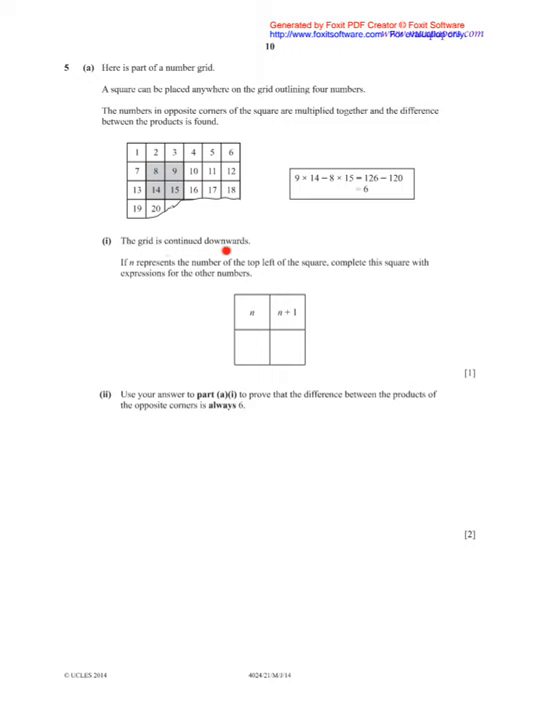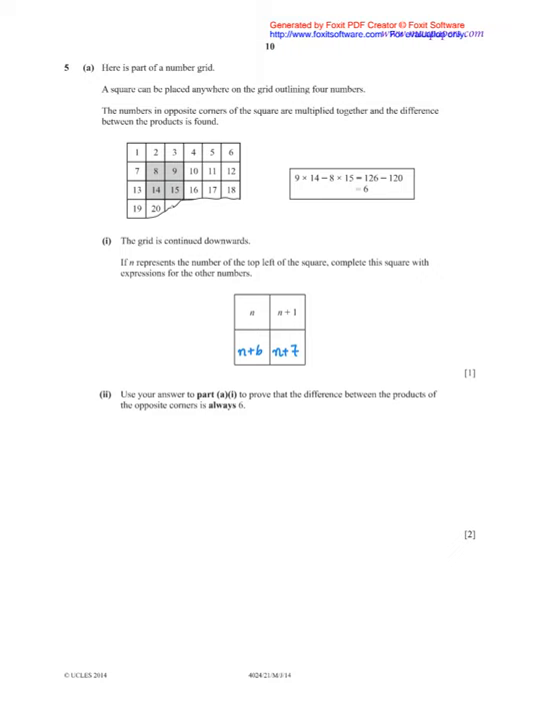The grid is continued downwards. If n represents the number at the top left of the square, that means this is the number n, complete the square. So if this number is 8, then the neighbor number is 9. Similarly, if you have n, then the neighbor number is n plus 1. So if it's 8, then this number is 14. So in terms of n, I can say that this number is n plus 6 and the neighbor number is n plus 7. Alright, that is my first part answer.